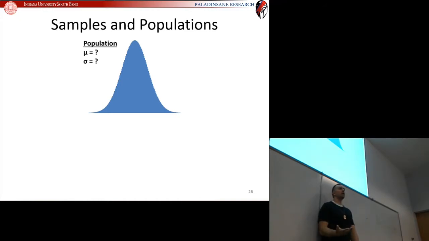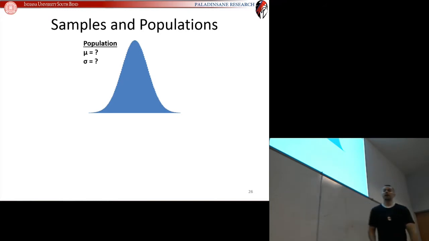But what about IQ scores amongst single children? We don't necessarily know that. What about IQ scores among people that spend more than 12 hours a week on social media? We don't know what that is either. What about an IQ score for any population that we might be interested in? Typically, we have no idea. So we're typically in this situation where we don't know what the mean is, we don't know what the standard deviation is. So what do we do?